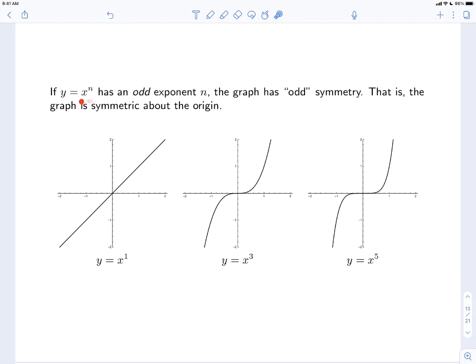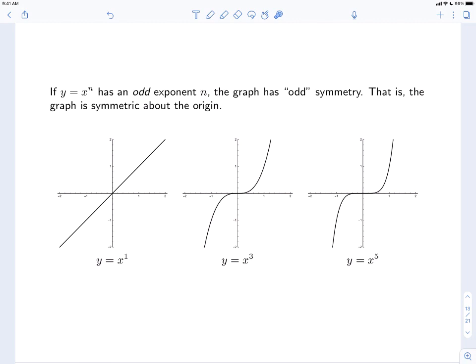So if y equals x to the n has an odd exponent n, then the graph has odd symmetry. So it's symmetric about the origin. So y equals x to the 1, that's just the same as y equals x, of course. y equals x to the 1, y equals x cubed, y equals x to the 5th. These are all symmetric about the origin. So any x to an odd exponent is symmetric about the origin.